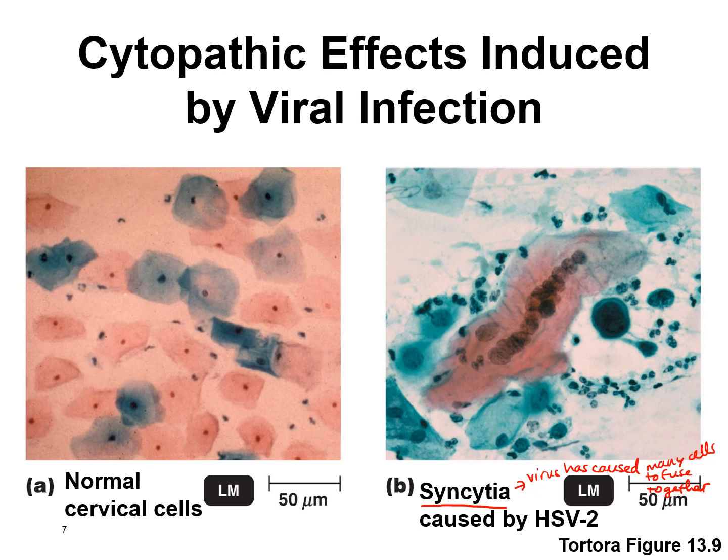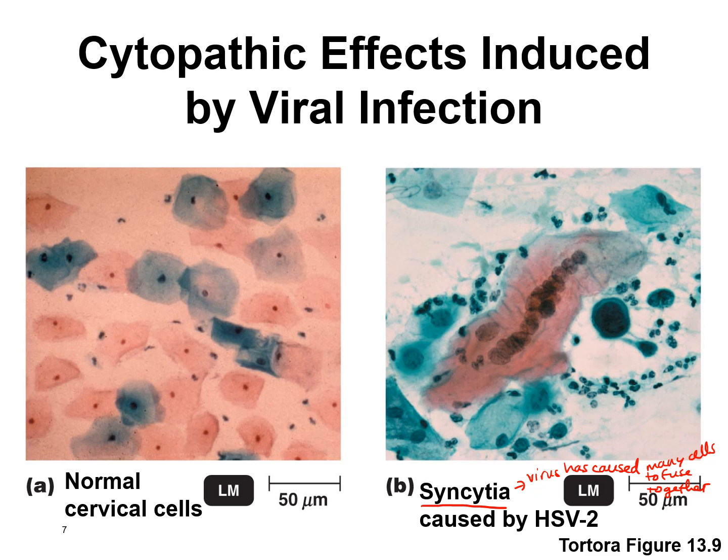So here's an example of some cytopathic effects that are caused by a virus. So over on the left, we have some normal cervical cells, but over on the right, we have some cervical cells that have been infected with herpes simplex virus type 2, or the virus that causes genital herpes.